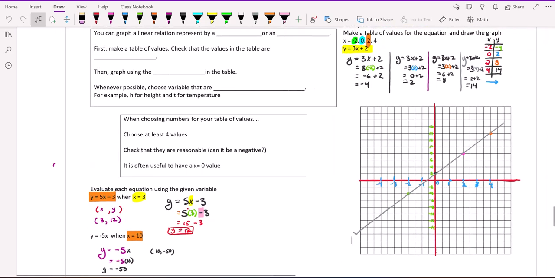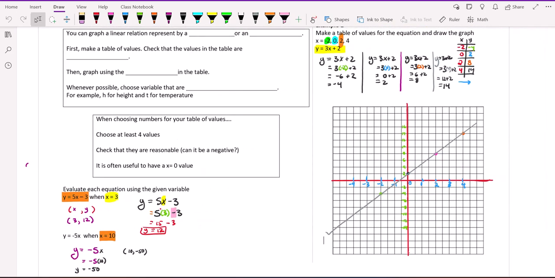Okay, so last day we started on the final situation.